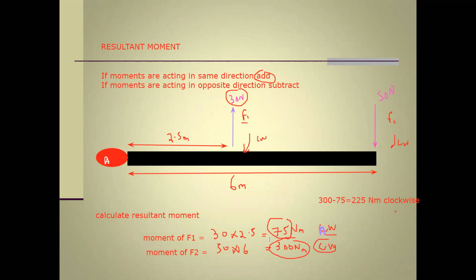Is it clear? The second example of the moment. If moments are in the same direction, because it's a vector quantity, we will add. If moments are in opposite directions, we will subtract.